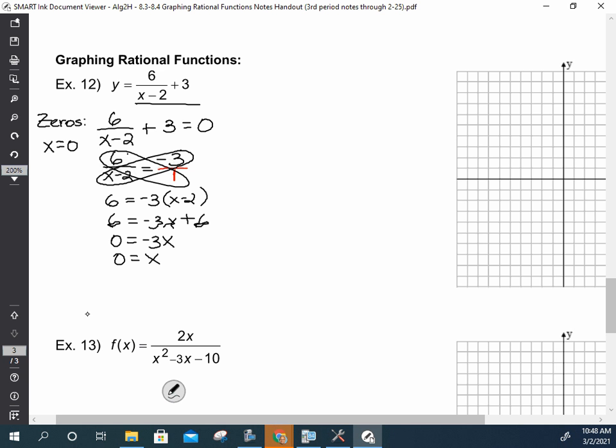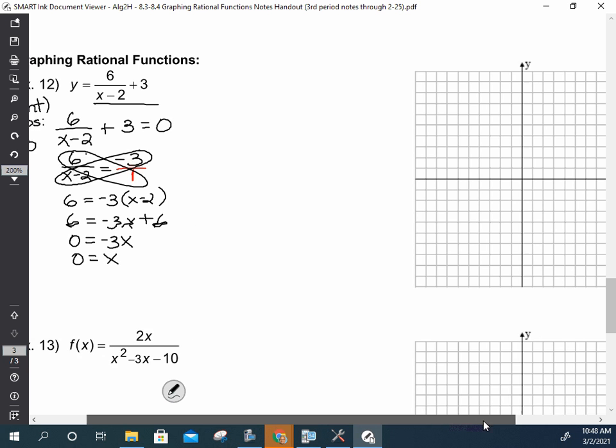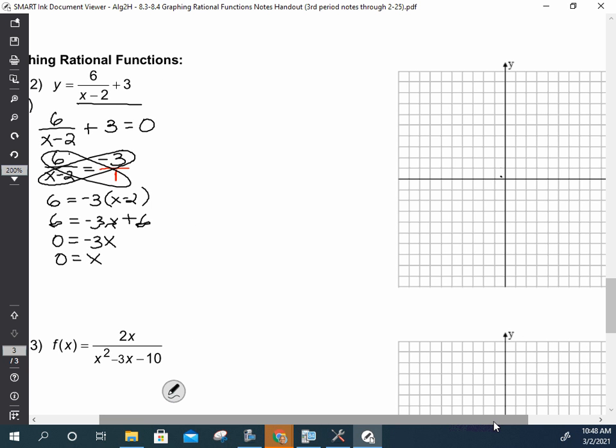Since you have a zero there, zeros are x-intercepts. So that means on your graph, go to your graph and put a point at 0.